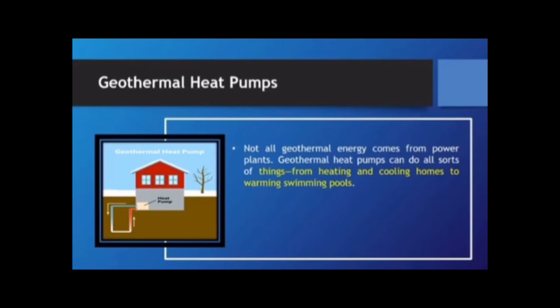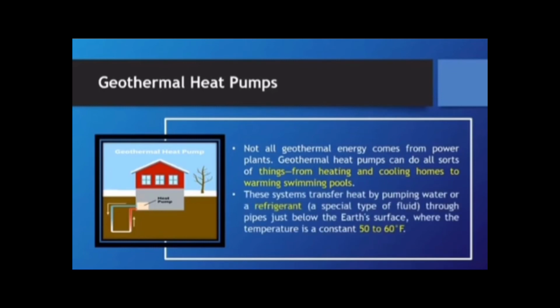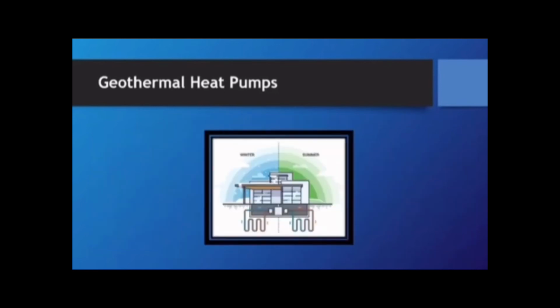Not all geothermal energy comes from power plants. Geothermal heat pumps can do all sorts of things, from heating and cooling homes to warming swimming pools. These systems transfer heat by pumping water or a refrigerant, a special type of fluid, through pipes just below the Earth's surface where the temperature is a constant 50 to 60 degrees Fahrenheit. Geothermal heat pumps are used for space heating and cooling, as well as water heating.